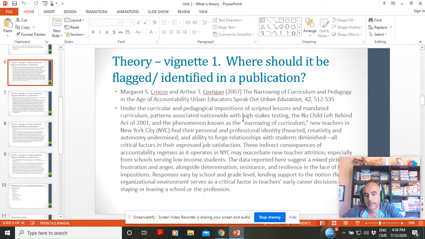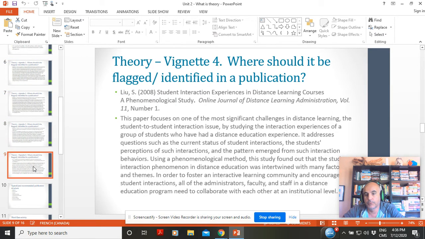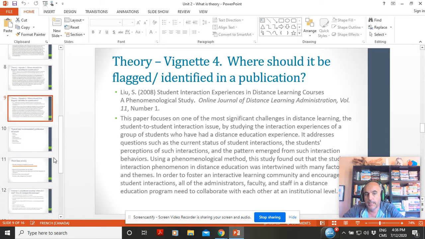So let's see if we see it here. Vignette 1, Vignette 2, Vignette 3, and Vignette 4. I'm going to open a form for each of the vignettes and just post your opinion and tell me where you saw it. If it's explicit, it's going to be easy. If it's implicit, it's going to be maybe a bit more tricky, and tell me where you saw it.